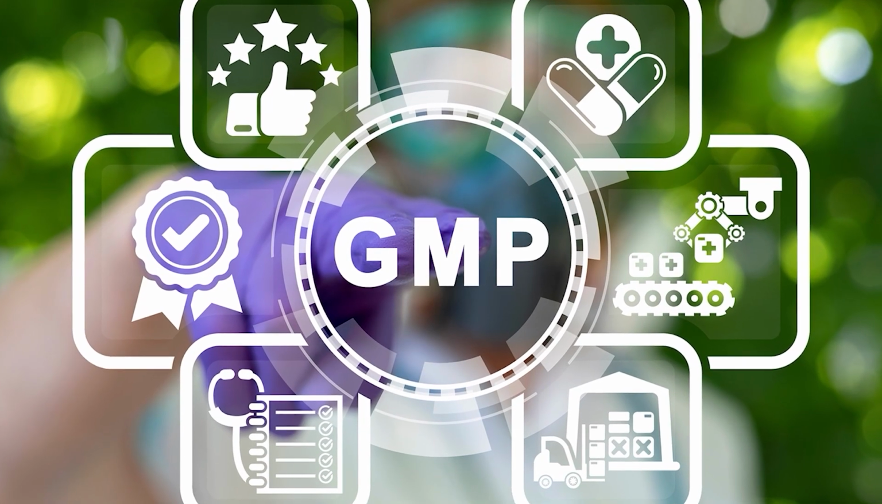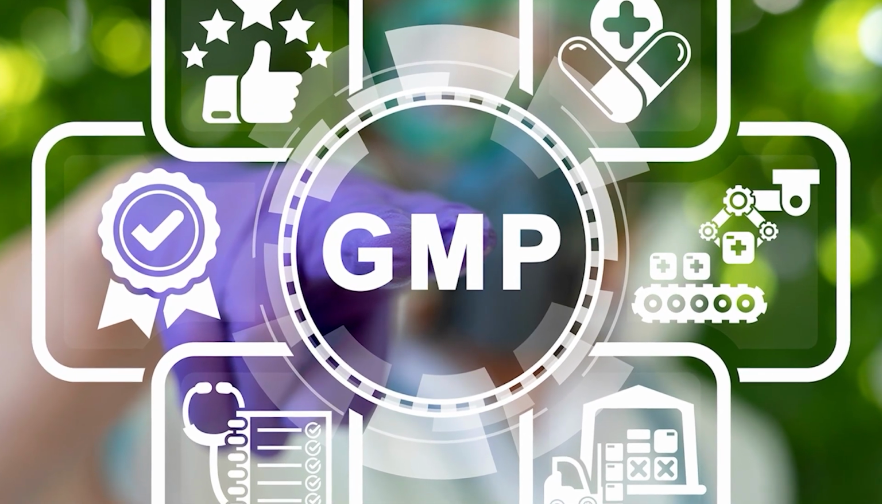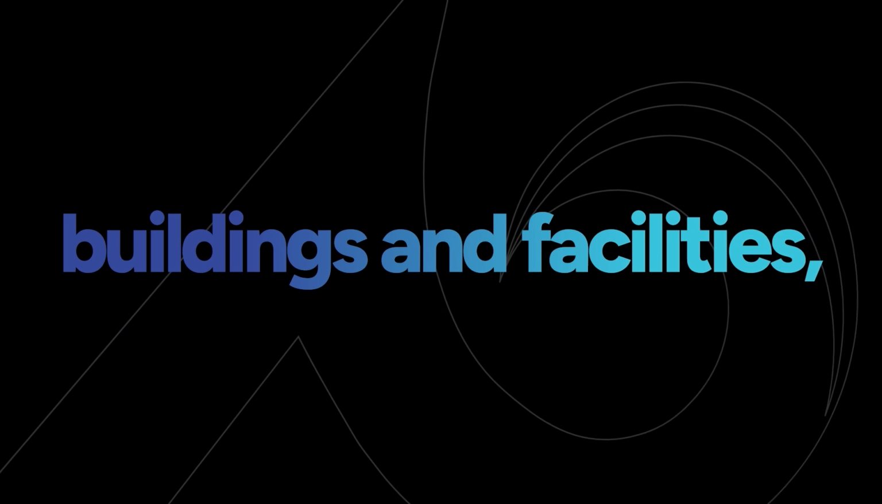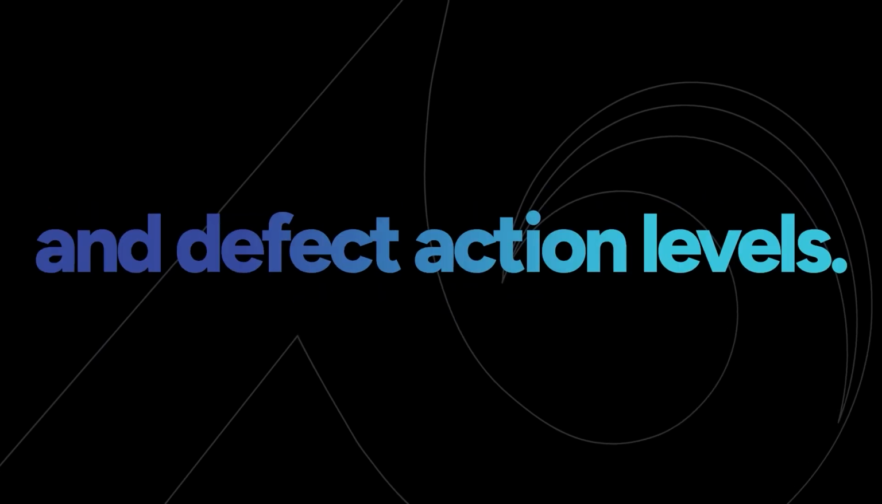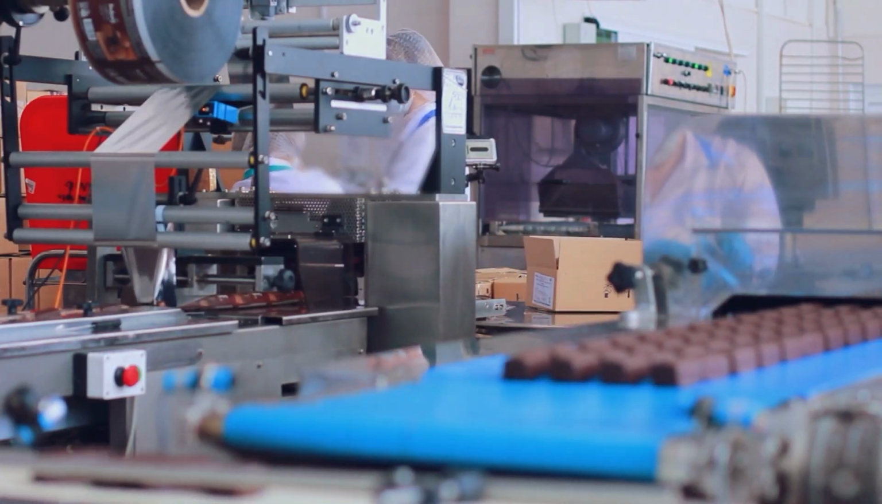So there are several key provisions that are associated with good manufacturing practices in food safety. These are going to include general provisions, buildings and facilities, equipment, production and process controls, and defect action levels. Let's dive a little deeper into the guidelines that are associated with each of these provisions.